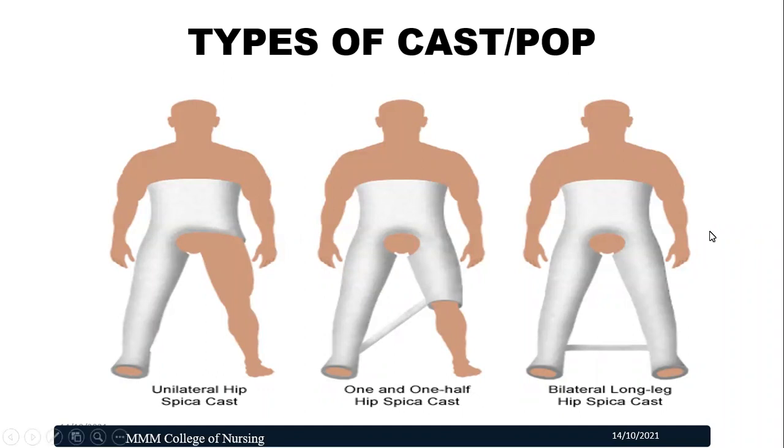The third spica cast is the bilateral long leg hip spica cast, where it covers the trunk and also encircles both the legs. Then we call it the bilateral long leg hip spica cast. These are the different types of cast based on the body part that it covers.